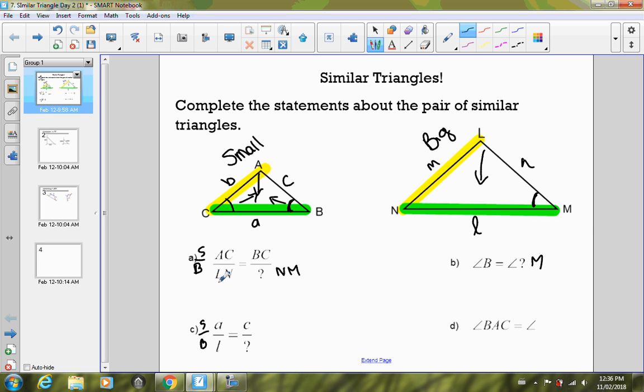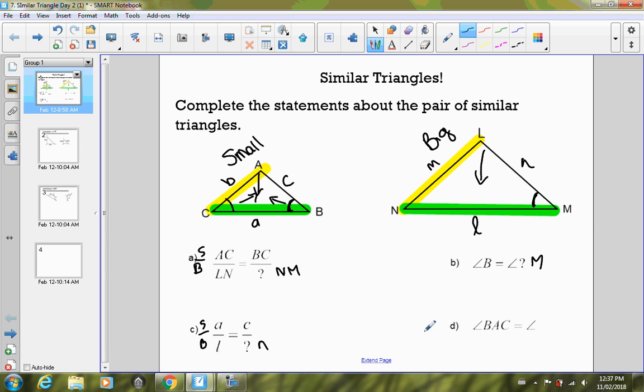So it's saying A corresponds with my green side. L corresponds with my green side. So it's saying small over big is equal to C. C is my clear side. So what's my clear side in my big triangle? I'm going to put lowercase n. So these are the ways that we can label a triangle.